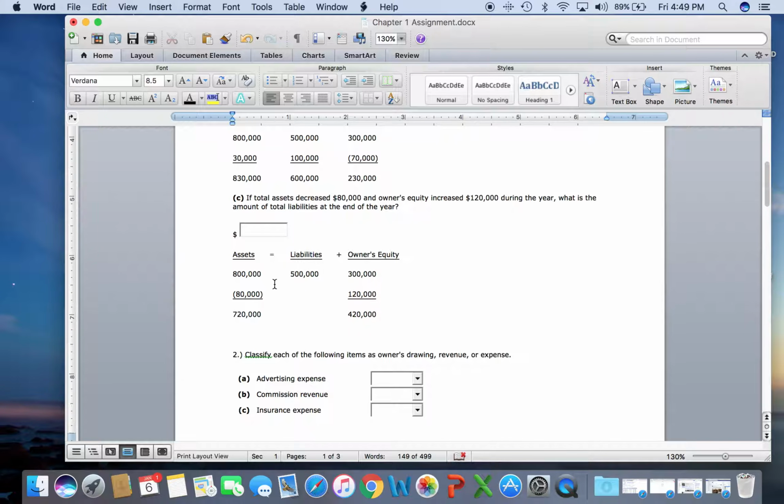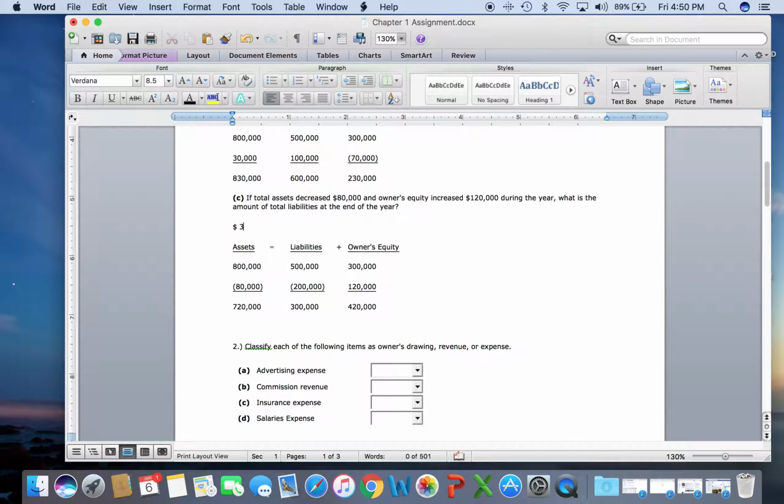Now, how do we get the difference here? If assets equals liabilities plus equity, the difference will be 720 minus 420,000. So that'll make my liabilities 300,000. Obviously, liabilities decreased by 500,000 to 300,000. They went down by 200,000. So it says here we're talking about liabilities. That'll be 300,000. Okay, go down to the next one.